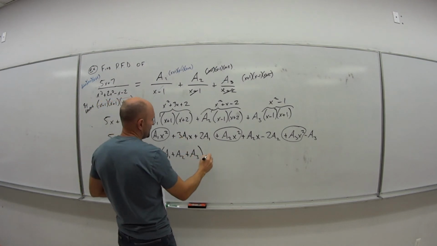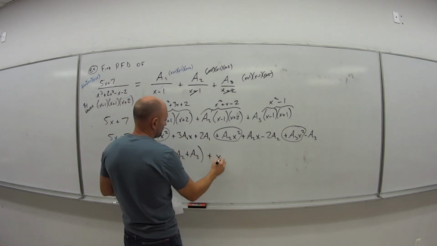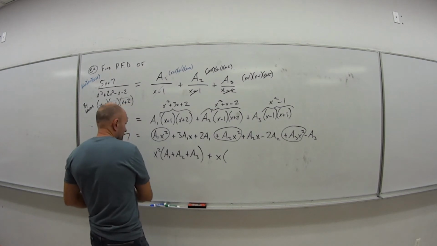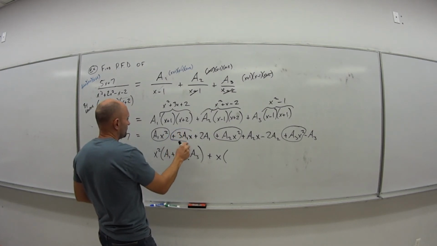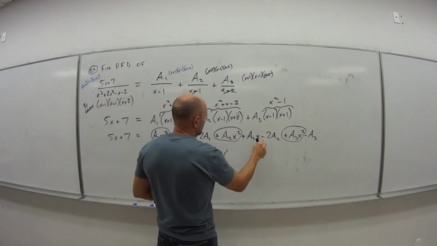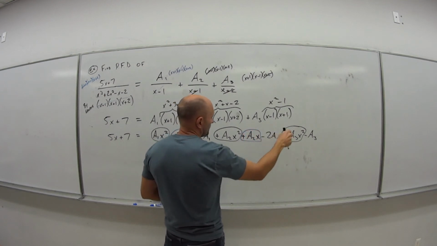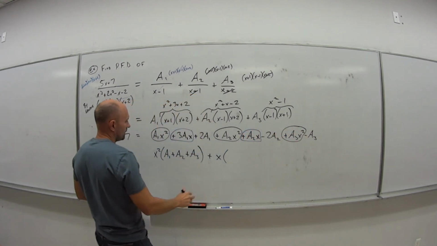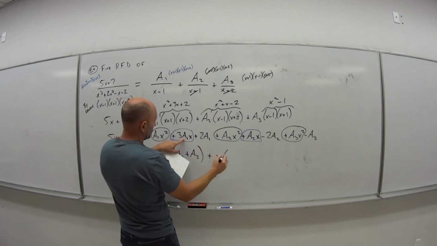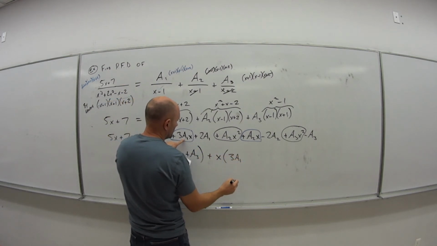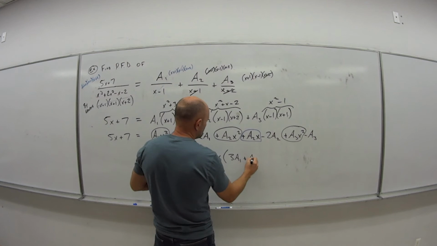How about the x pieces? Well, if I factor out an x, let me circle these so we can keep track of what we're doing. There's an x piece, there's an x piece, none down at the end. So when I factor out an x, I get 3 times a1 plus a2.